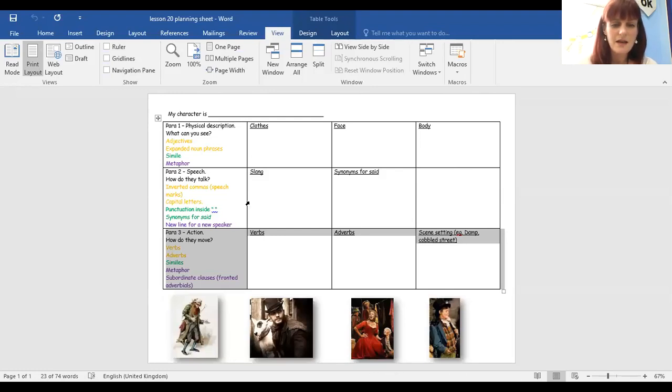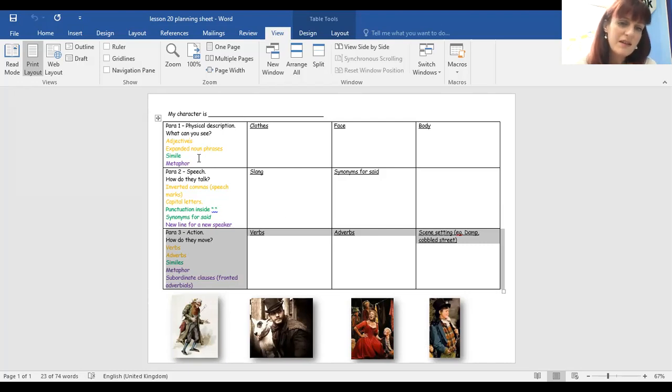Here it is. Okay, there are 4 pictures on the bottom and they are the 4 characters that I want you to choose from. I do not want you to choose a different character out of the book, only one of these 4. What you need to do is you need to fill in the gaps. Now, here, paragraph 1, it says physical description. And I want you to note down clothes, face, and body. Ideas that you see from the picture that you can use in your writing.